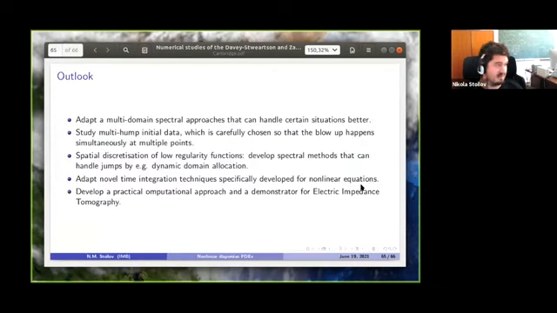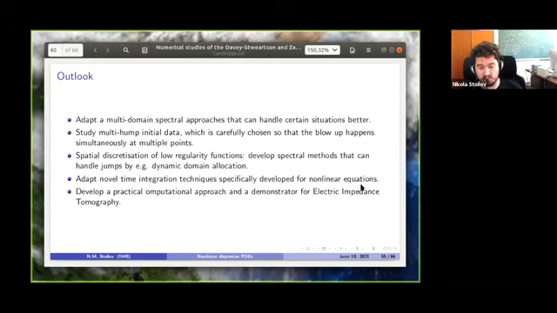So that's it. The outlook is to adapt. In some cases, multi-domain spectral approaches can handle certain situations better, but not all. So you may be able to handle the radiation if you send it into an infinite domain, rather than trying to deal with it. We would like to study multi-hump initial data to see if we can have blow up in multiple points.